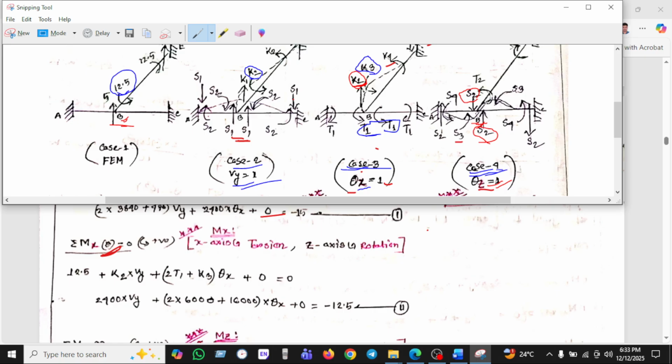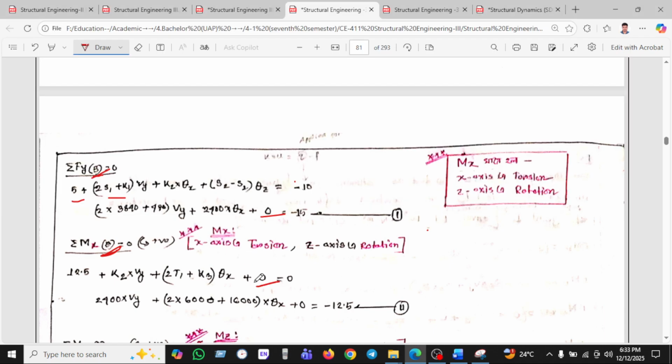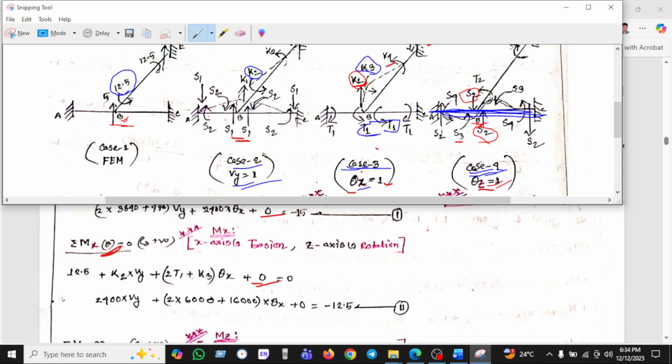case 4, there is no such data. Why? Because we are taking the moment x at B. That means x-axis will be torsion. So this is the x-axis, in this member there is no torsion. That's why this point is 0. Okay, and the z-axis will be rotation. So in this z-axis there is no rotation. That's why this is 0.